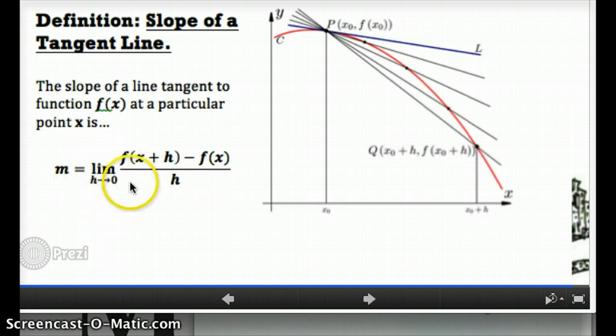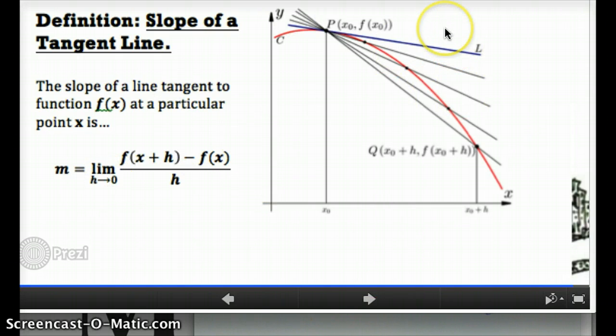Notice that h is what's changing, which means that x is going to have to be a number that we know. You're not going to be able to solve this limit unless you know what x value you're talking about. h you don't have to know. h is the variable that's changing. Let me switch to the graph for a second.